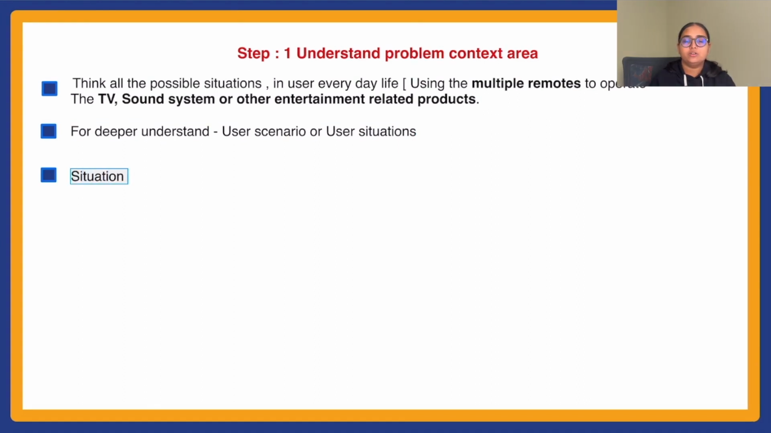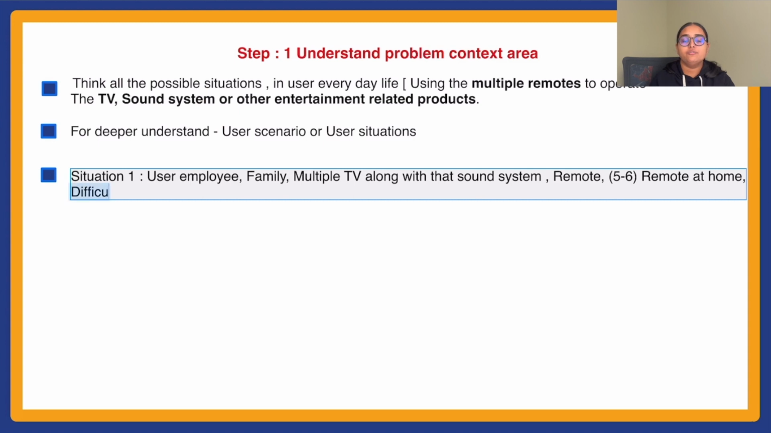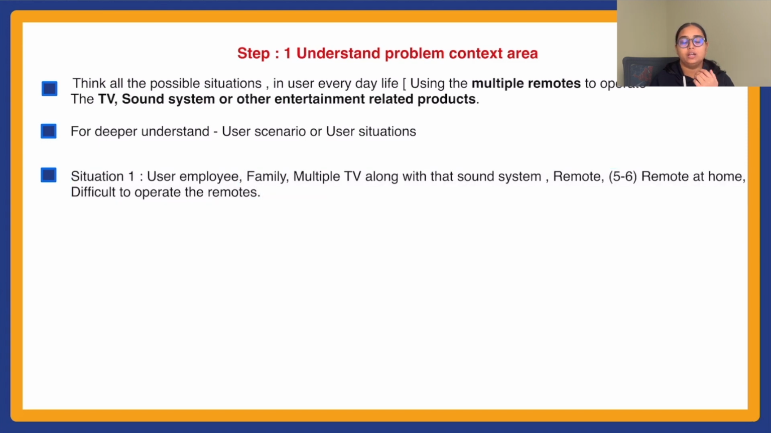Let's talk about scenario 1 for user 1. The user is an employee, he has a nice family and he has a nice home. In his home, he has an Apple TV, Prime TV, a living room TV, or another TV which is located in the bedroom, and he also has a sound system at his home. If he wants to operate any one of the products like a TV or a sound bar, he has to operate those products with particular remotes. So if we count the entire home's products, TV remote, another TV remote, he has 5 to 6 remotes in his home. So it's difficult for him to find a particular remote every time and to operate it.